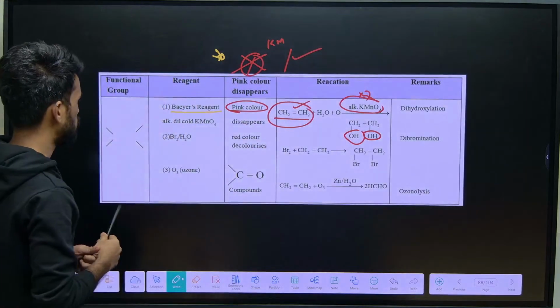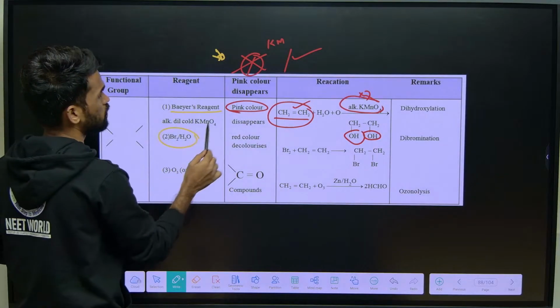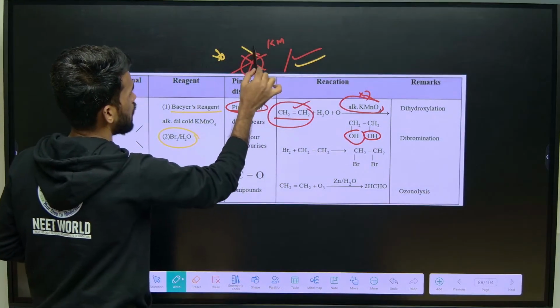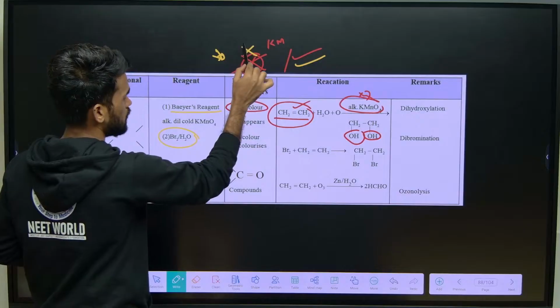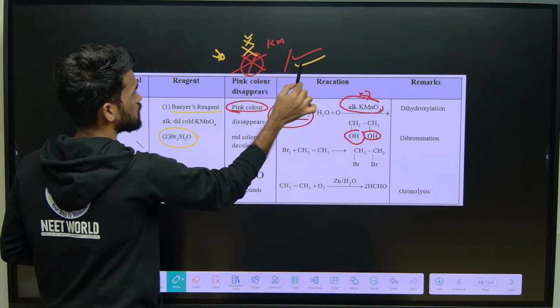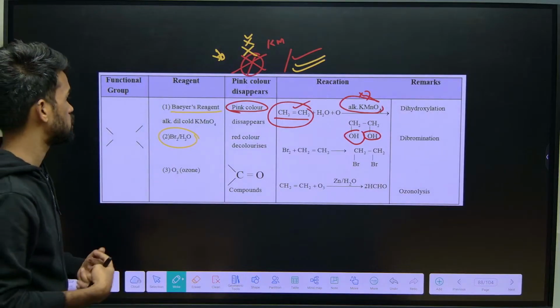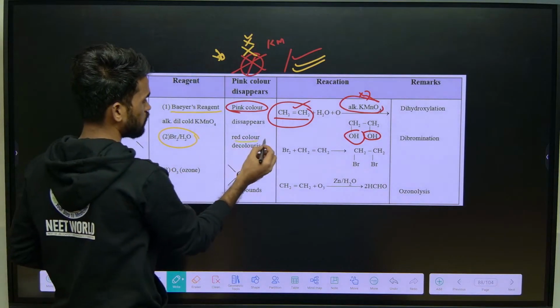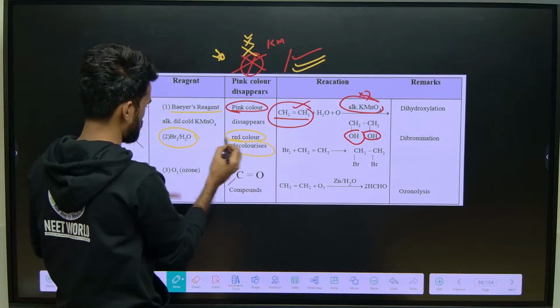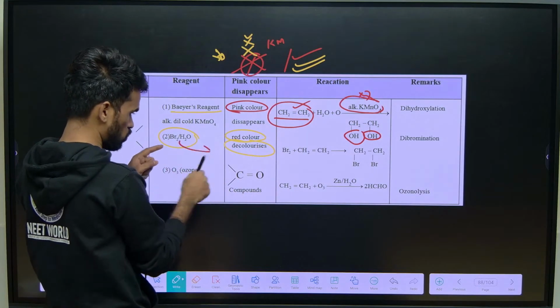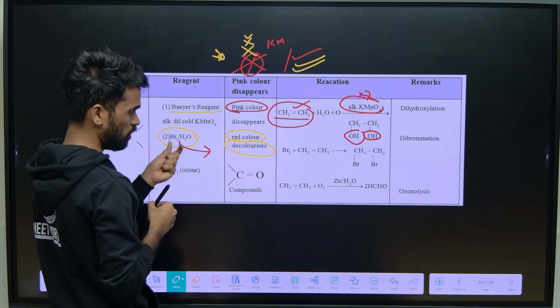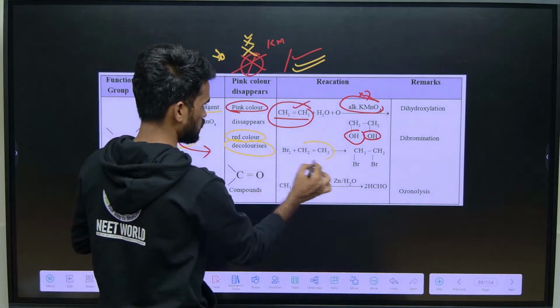Next, bromine water reacts with unsaturated compounds like alkenes and alkynes, and does not react with alkanes. Bromine water is reddish brown, so this reddish brown color disappears when we treat it with an alkene.